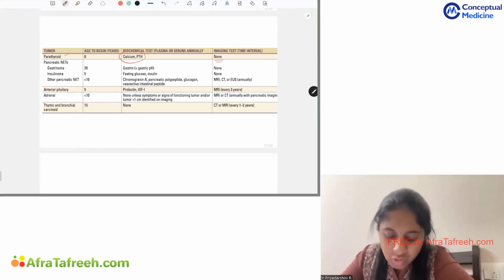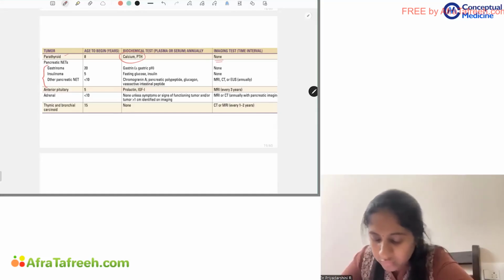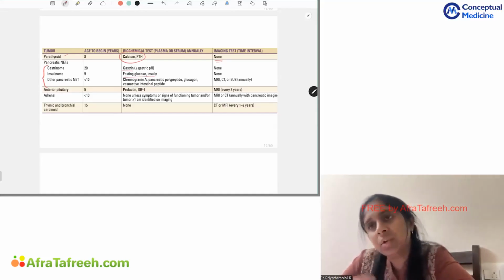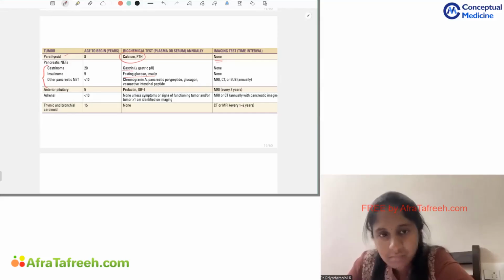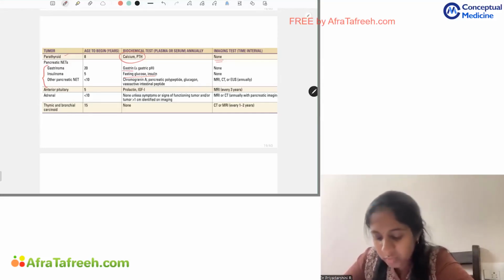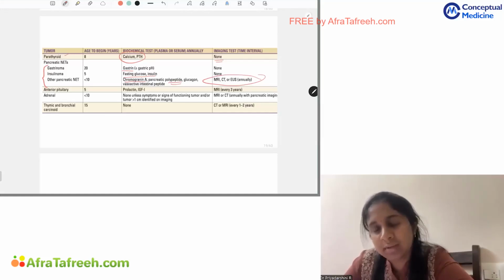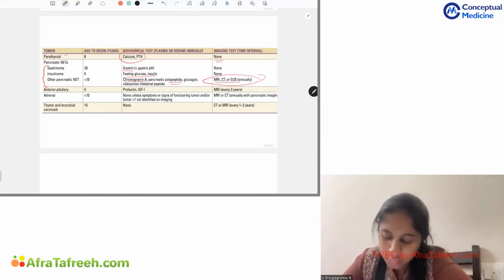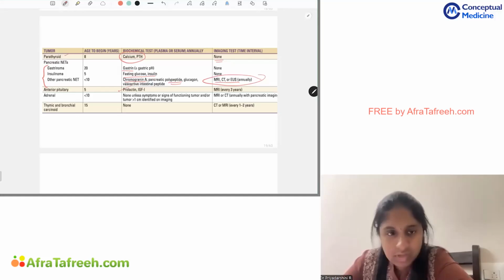And with respect to gastrinoma, insulinoma, and other pancreatic neuroendocrine tumors, for gastrin, we will go for a fasting gastrin level. And for insulinoma, fasting glucose and insulin can be used for screening purpose. If they are symptomatic, then you can go for a supervised fast. And for other pancreatic neuroendocrine tumors, chromogranin A or pancreatic polypeptide can be done. And to rule out the possibility of non-functioning pancreatic polypeptidoma, you will have to ask for MRI, CT, or endoscopic ultrasound annually. So for pituitary, prolactin and IGF-1 is a mandatory thing.